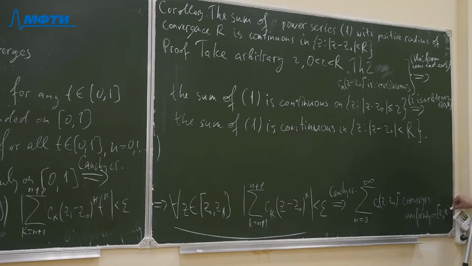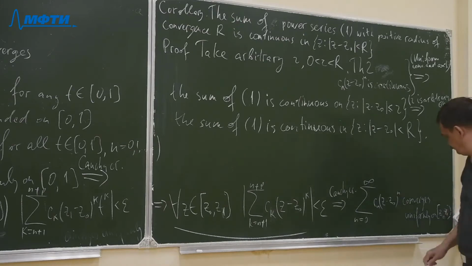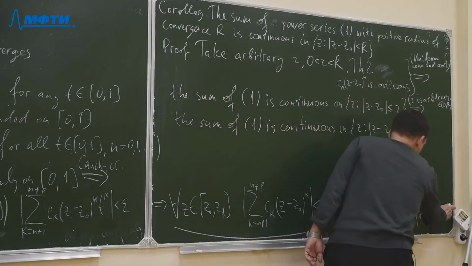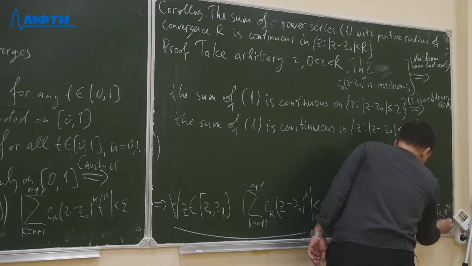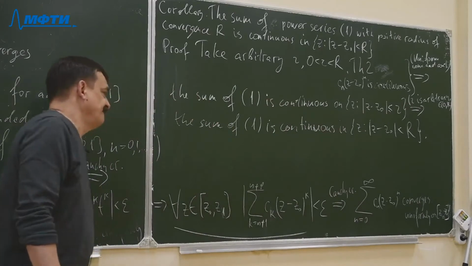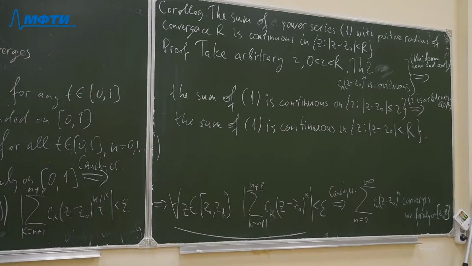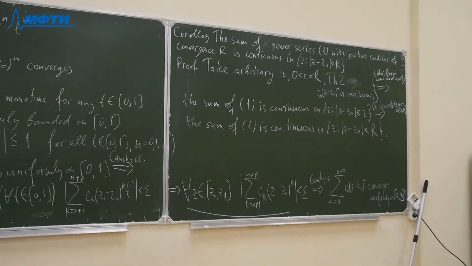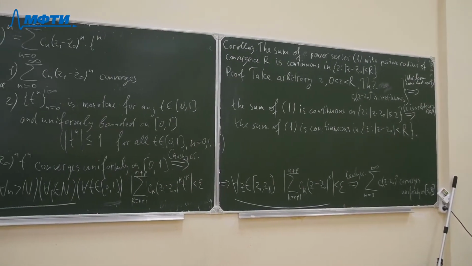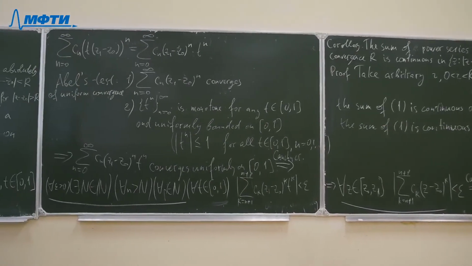Z1. Okay. Z0, Z1. Closed interval. Okay. So, the theorem is proved. Of course, there is a point.